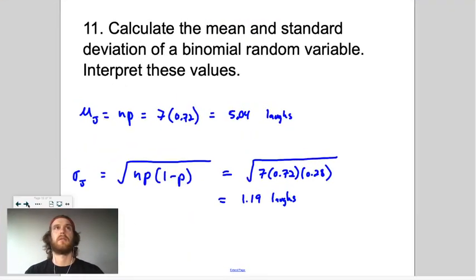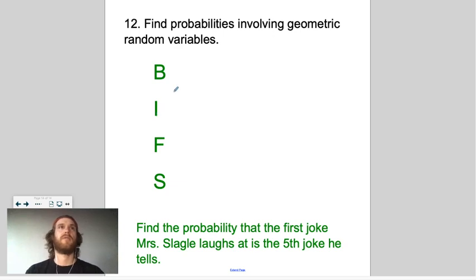Sweet. Okay, number 12. This one's pretty straightforward. The only difference between binomial and geometric, it's all the same checks. The difference here is it's binary, they have to be independent, they have to have the same probability on each trial, but you're doing it until you get your first success. Okay, you're going until you hit your first success.